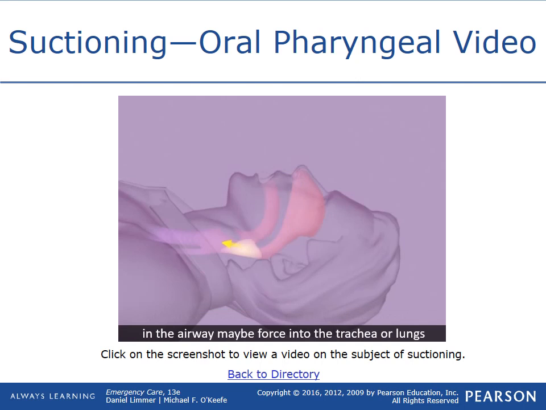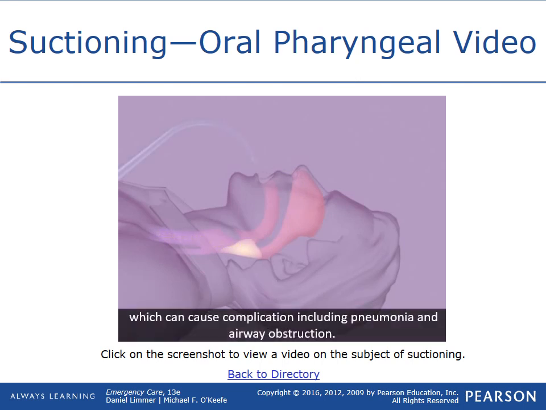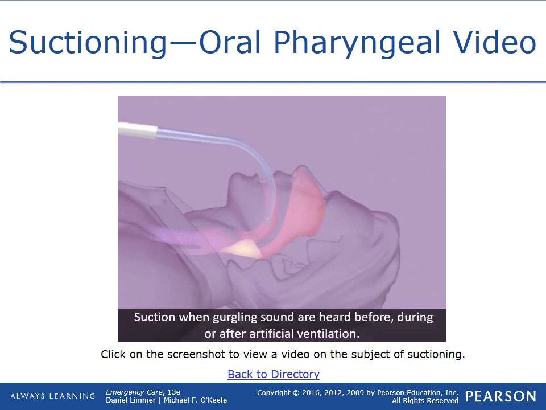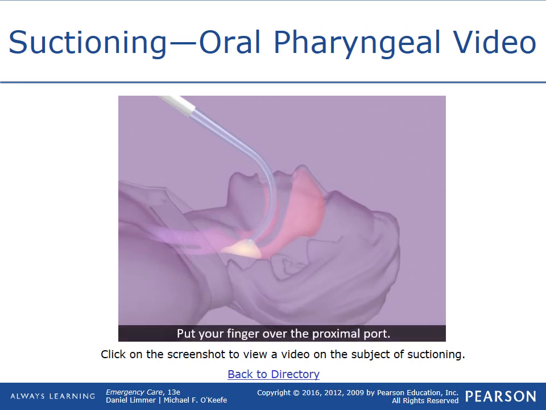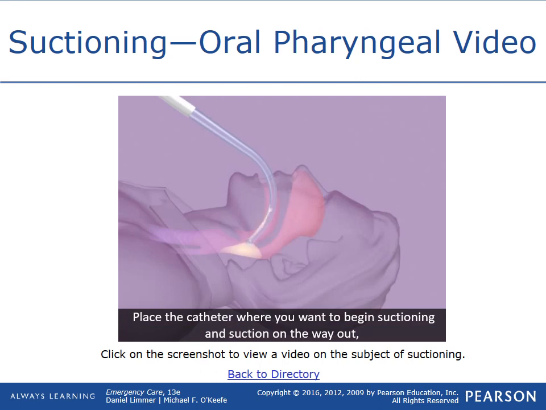Materials that remain in the airway may be forced into the trachea or lungs, which can cause complications including pneumonia and airway obstruction. Suction when gurgling sounds are heard before, during, or after artificial ventilation. Put your finger over the proximal port. Suctioning begins from the distal end. Place the catheter where you want to begin suctioning and suction on the way out.